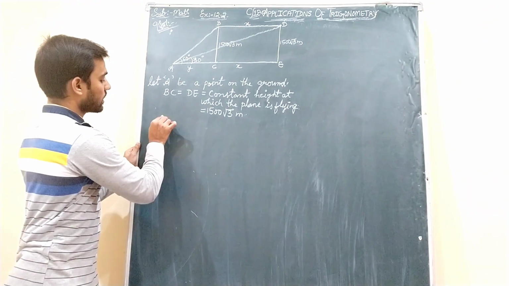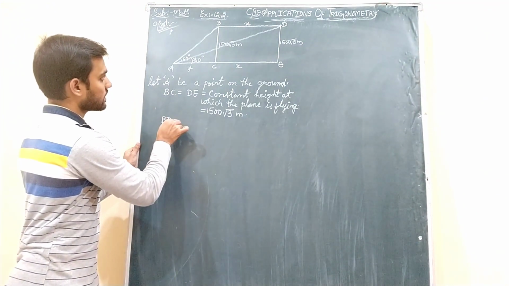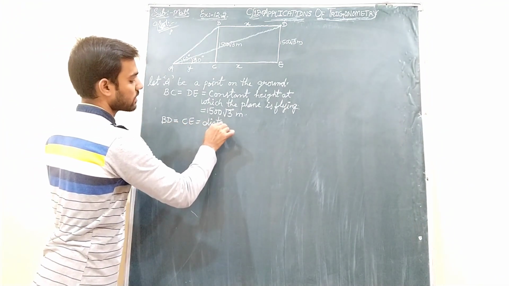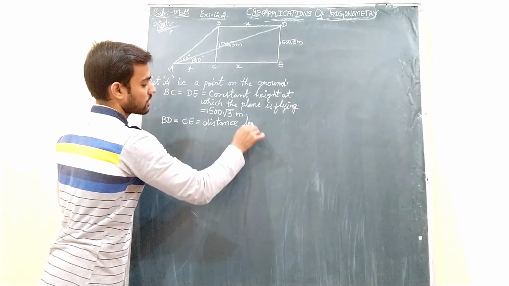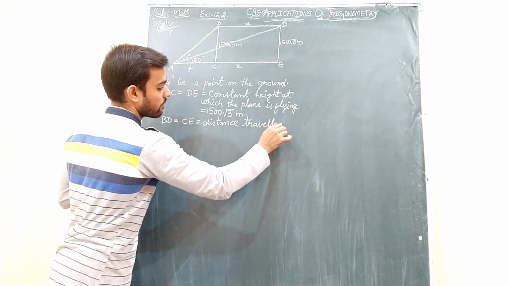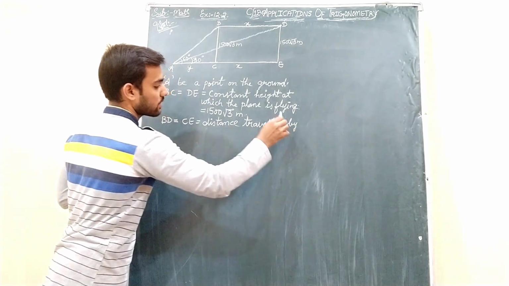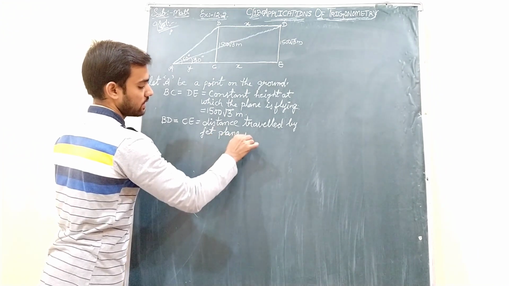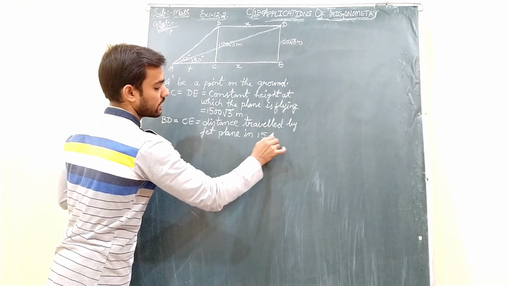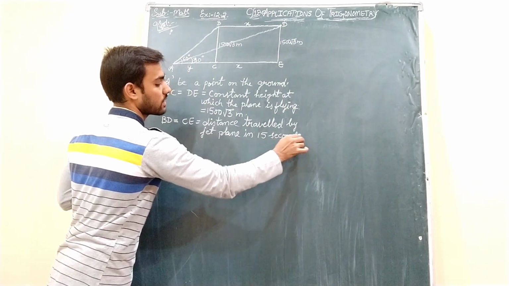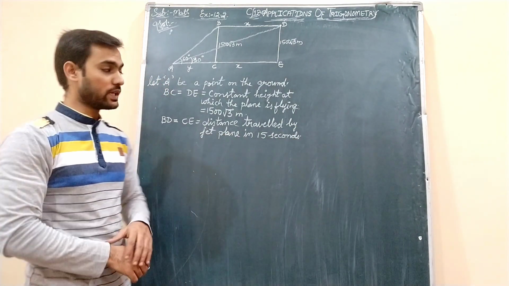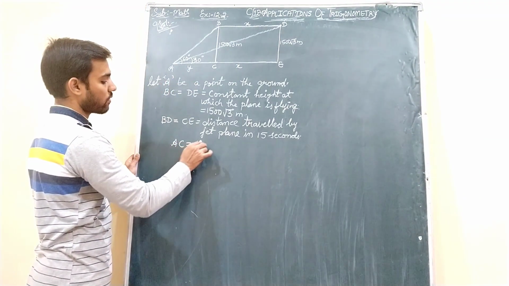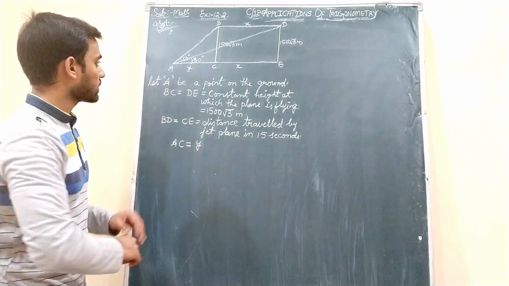Next thing, BD is equal to CE, which is the distance travelled by the jet plane in 15 seconds. It has been mentioned in the question, students, that the jet plane has a flight of 15 seconds. Also, we have taken AC is equal to Y. Okay.